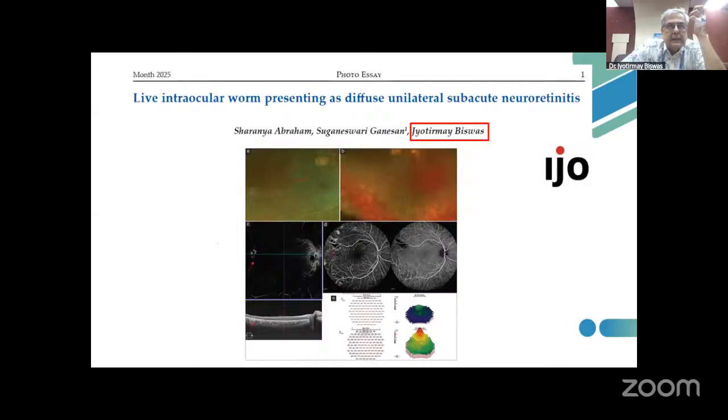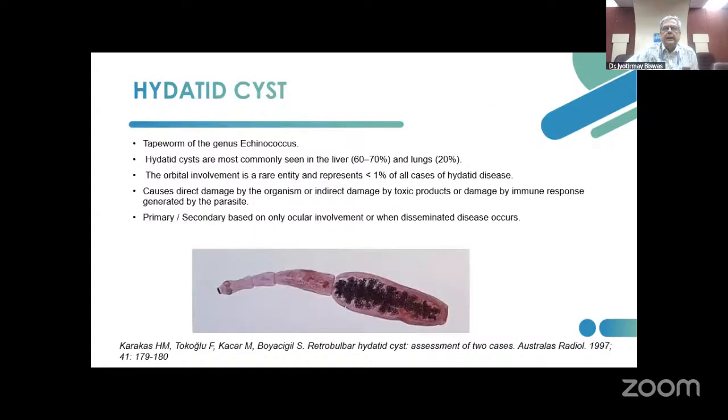And this is a case with a live intraocular worm present as a DUSN. We could do an OCT. We published this in a photo essay in the Indian Journal of Ophthalmology. And this is a parasite we picked up, a very tiny parasite. We could find it out by OCTA.